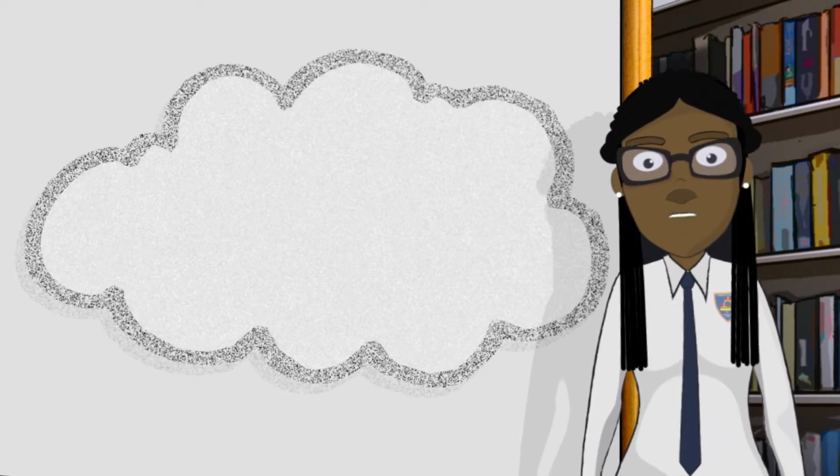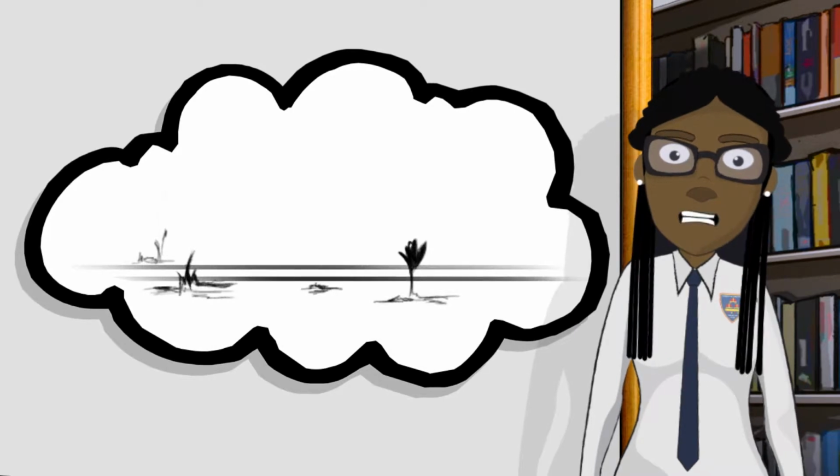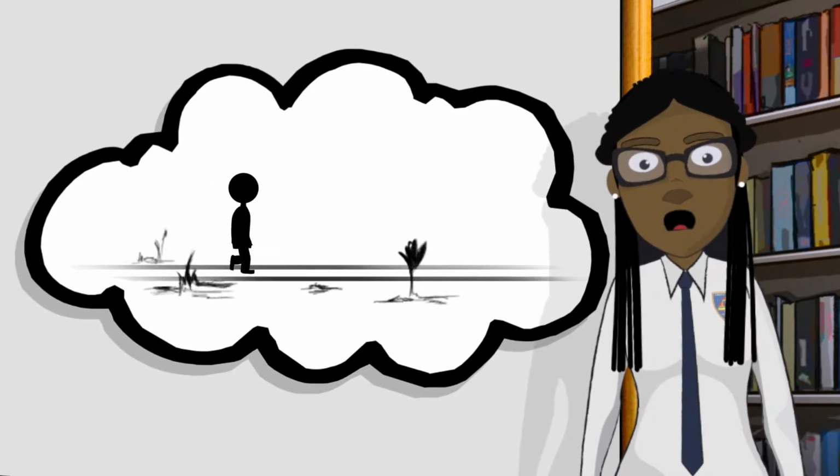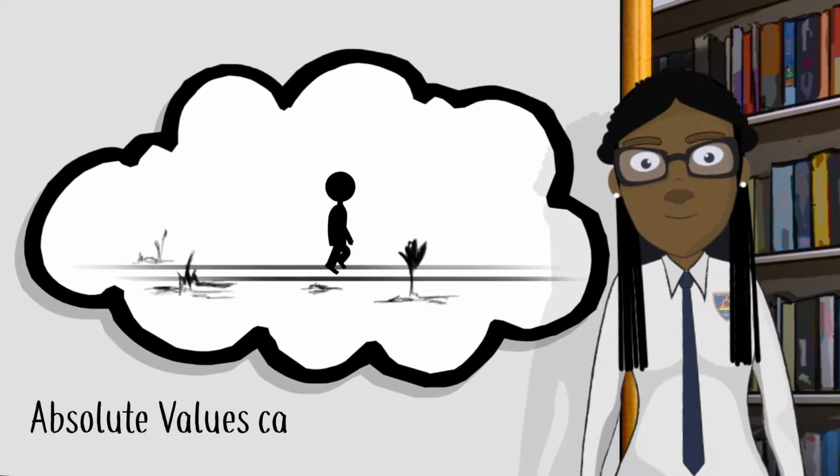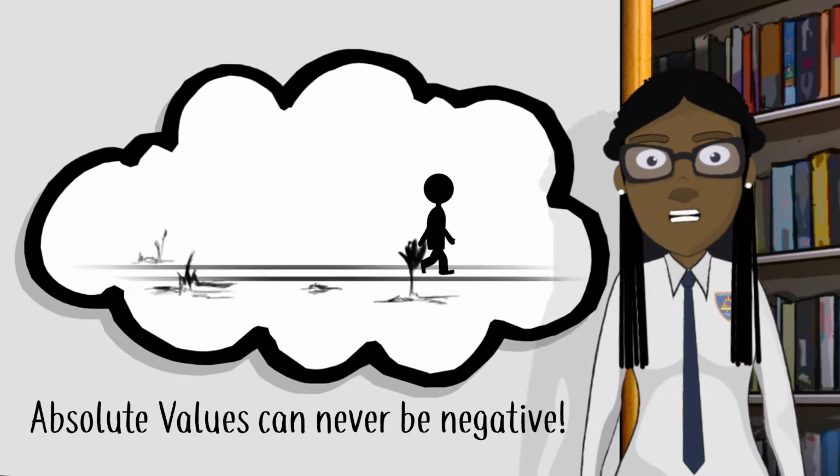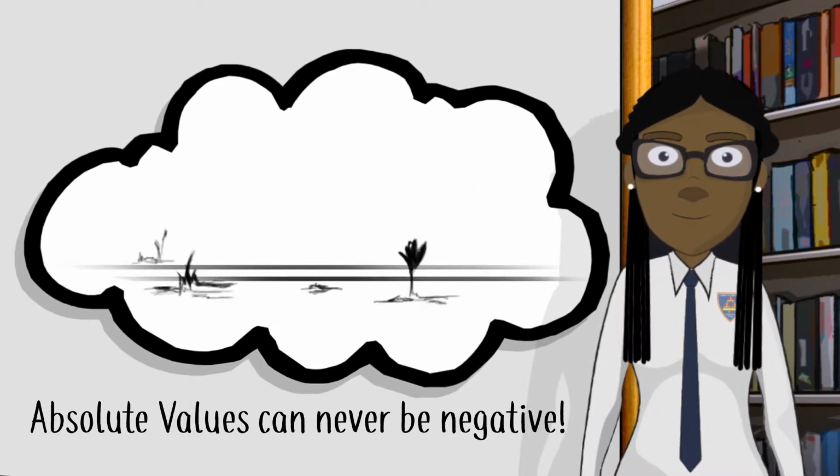If you think about it, there is no such thing as a negative distance. Have you ever walked a negative mile? You can't, so absolute values can never be negative. Got it? Great. Now, let's go on to solve an absolute value equation. Let's go for it.